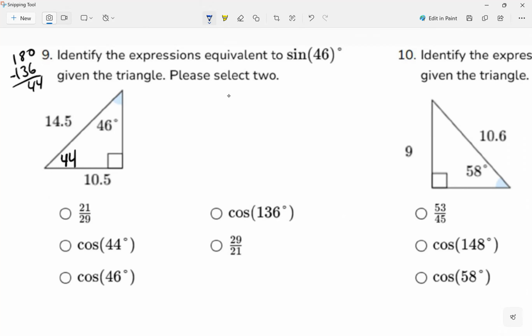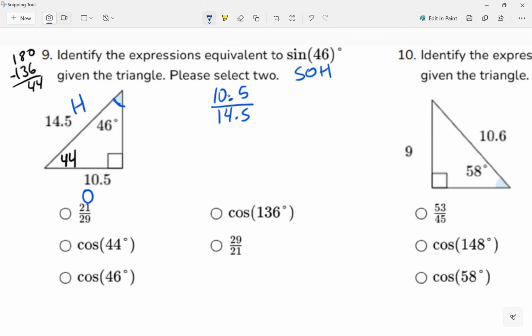Now, sine, I remember it as so. Sine is opposite over hypotenuse from 46 degrees. So the three sides here, this is hypotenuse. From 46 degrees, this is my opposite. So as a fraction, I'm going to have this as 10.5 over 14.5. And I look at my choices, 10.5 over 14.5. Nope, it is not there.